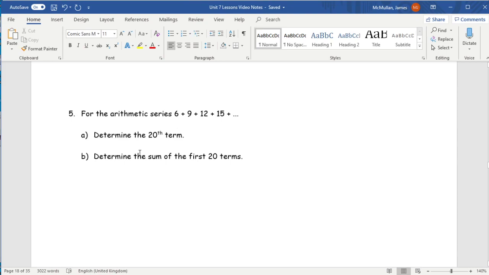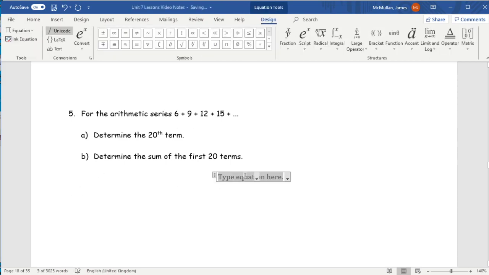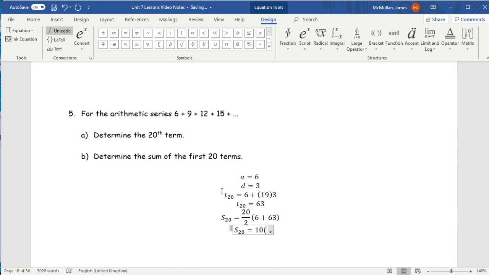Okay, for the arithmetic sequence and so on, what is the 20th term? Again, this is pretty easy, right? a is 6, d is 3. Term 20 would be 6 plus 19 times 3. Term 20 would therefore be 19 times 3, which is 57, plus 6 is 63. So then the sum of the first 20 terms would be 20 over 2 times (6 plus 63), so S20 would be 10 times 69, which would be 690.